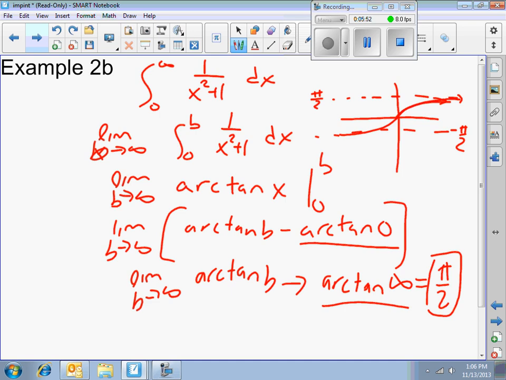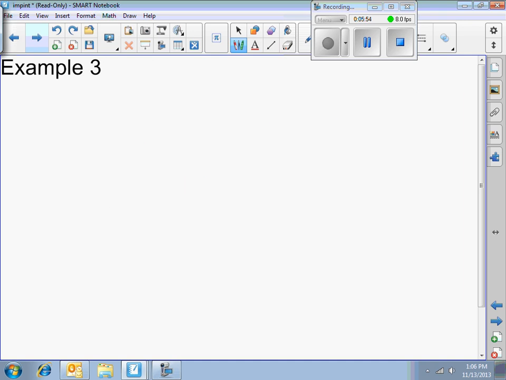Okay, thus far we've looked at, let's stick with these divergent ones because of infinity. So let's look at example 3. The integral as x goes from 1 to infinity of (1 minus x) e to the negative x dx.